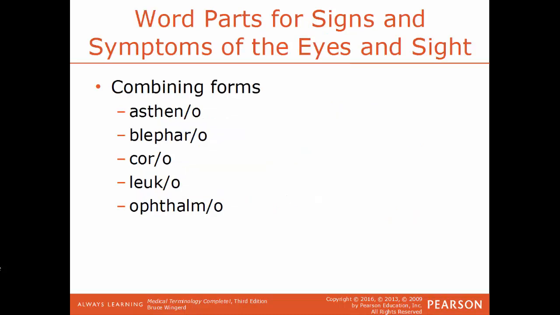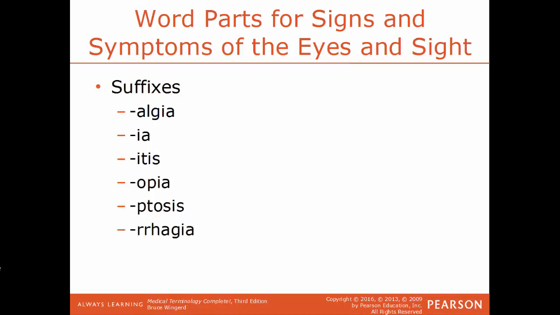Alright, now we'll talk about some word parts for signs and symptoms, and we'll first focus on the eyes and sight. Some common combining forms you'll see. Astheno is a reference to a lack of strength. Blepharo is a reference to the eyelid. Choroido is a reference to the pupil. Leuco is a reference to white. And ophthalmo is a reference to the eye.